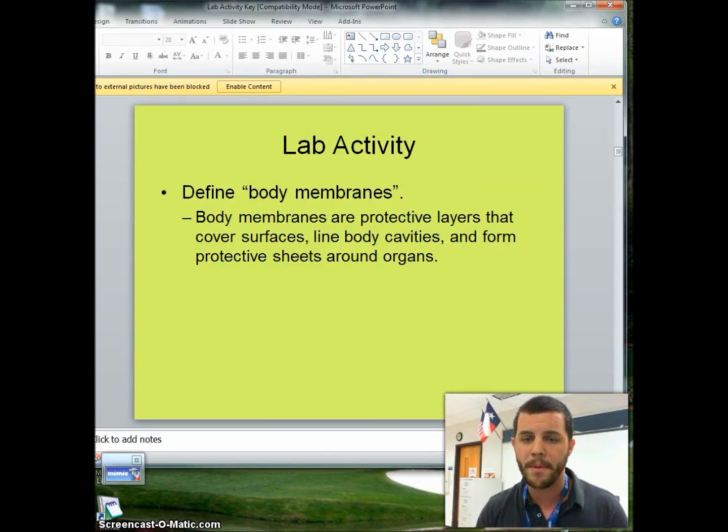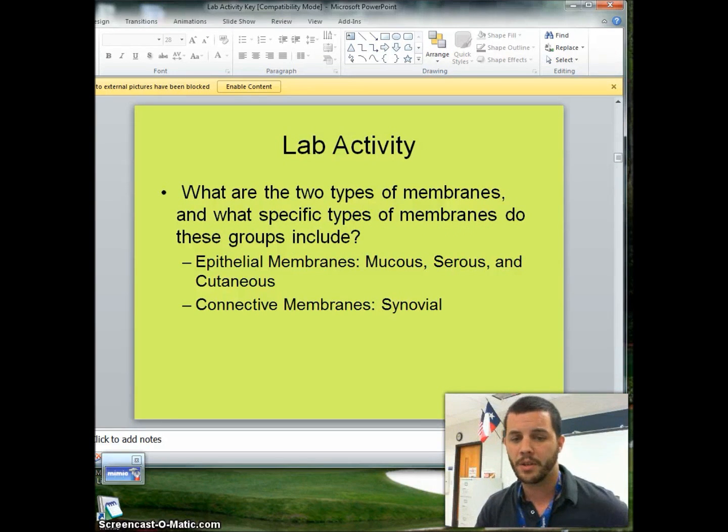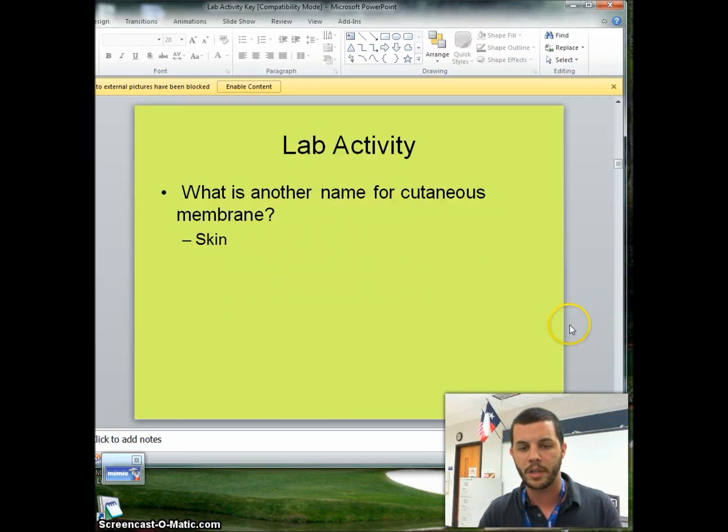In terms of what a body membrane is, body membranes are protective layers that cover surfaces. Okay, that's the main idea. They form protective sheets that protect our body. Two types of membranes: we have epithelial membranes and connective membranes. Our epithelial membranes are made up of epithelial tissues. That's going to include mucous membranes, serous membranes, and cutaneous membranes. Our connective membranes, you guessed it, are made up of connective tissue, and that's going to be our synovial membranes.